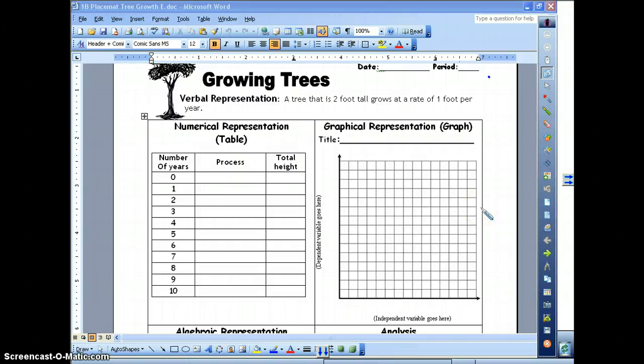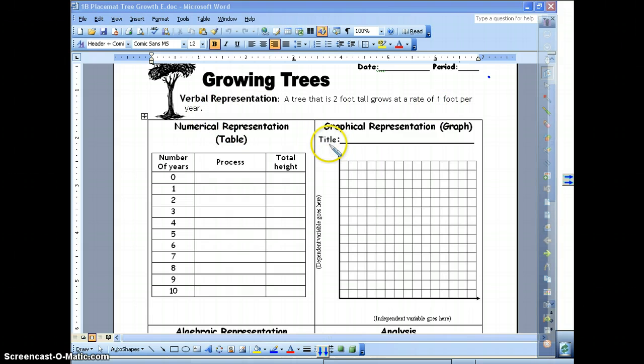Get out your growing trees placemat. This is the one we're going to do next. All right, it says verbal representation. A tree that is 2 feet tall grows at a rate of 1 foot per year.